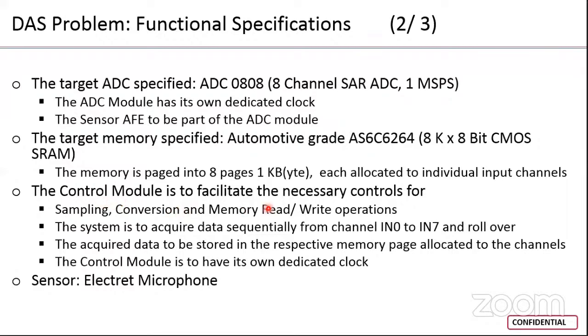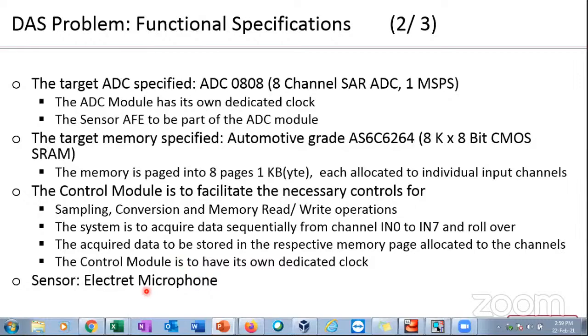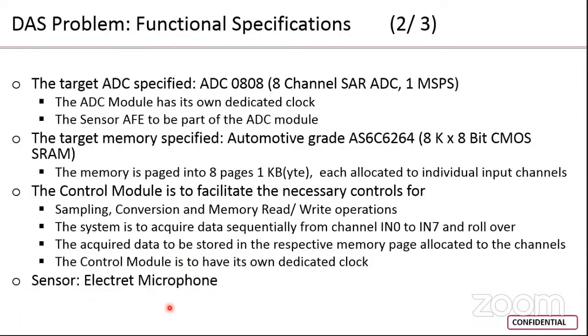And you have a control module to facilitate the necessary controls, that is for sampling, conversion, memory read and write operations, etc. The system is to acquire data sequentially from channel IN0 to IN7 because we are talking about an 8-bit ADC, and roll over. The acquired data is to be stored in a respective memory page allocated to the channels. The control module is to have its own dedicated clock. The sensor that is going to be used is an electret microphone. As I have told, it's going to be an analog signal.